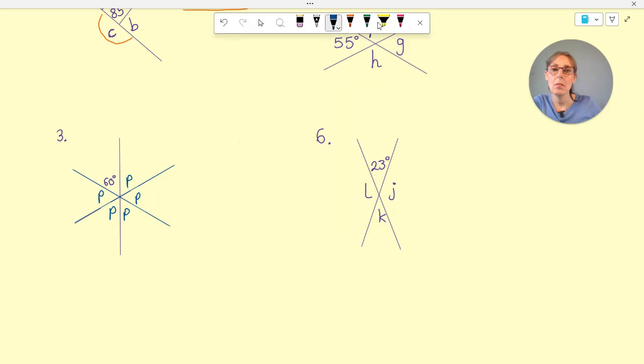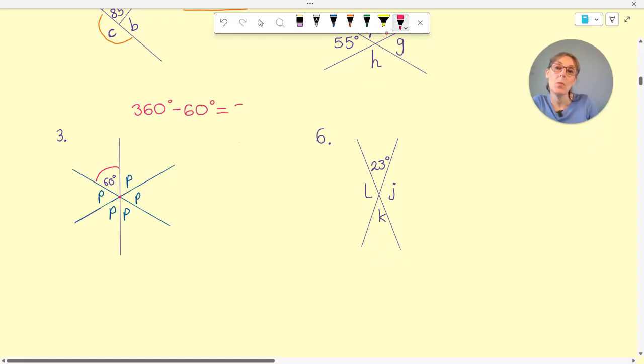Right, so we have a 60-degree angle here. We have angles around a point, which would make a circle. Okay. So let's look at what we're working with. We've got 360 degrees, take away 60 degrees, which is 300. Okay, so we've got 300 degrees to work with.